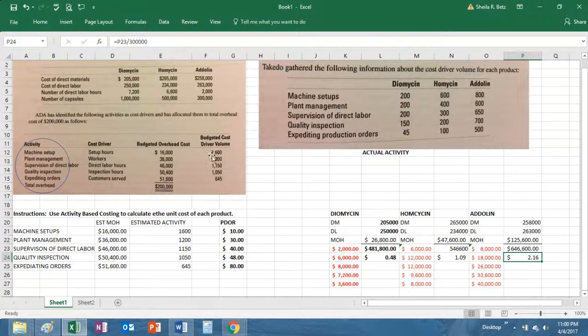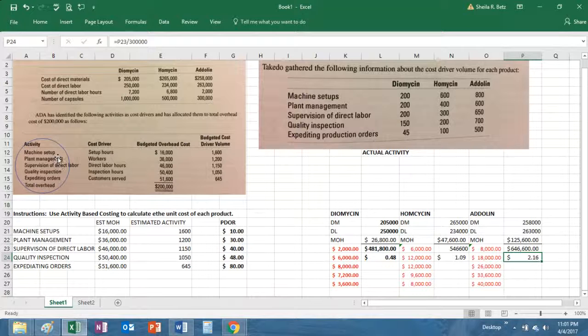We didn't use anything of this budgeted cost of driver volume. We're not really getting into volume drivers. It's really just another form of a single PDOR rate. And if it's broken down into categories, so for example, if we would use direct labor hours to divide up this 200,000, then it's a single PDOR. If we use a volume driver, in this case, then it's really just another form of ABC.